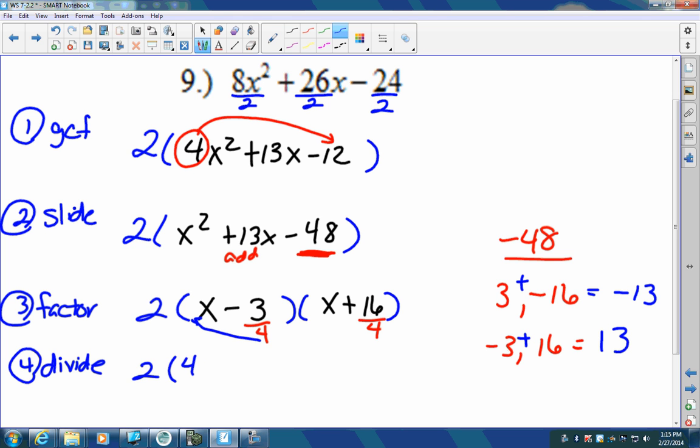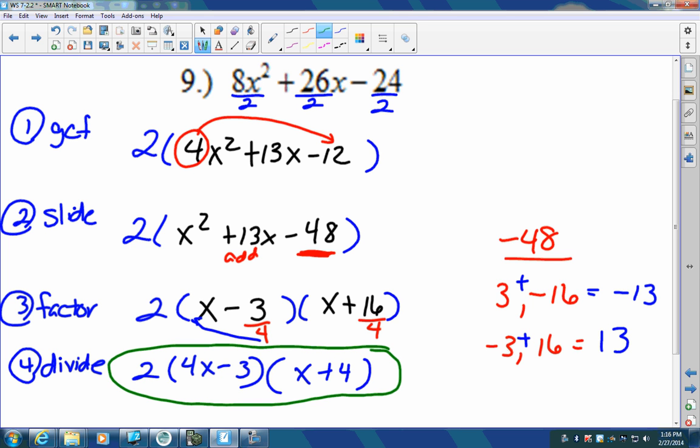So I have 4x minus 3. Now the next one, 16 divided by 4. Does that work out evenly? Yes, it does. X plus 4. Okay, in the calculator, see all of this I circled? The GCF and the 2 parentheses all have to go into y1 or y2. I don't care which. And then your problem into the other one. Okay?